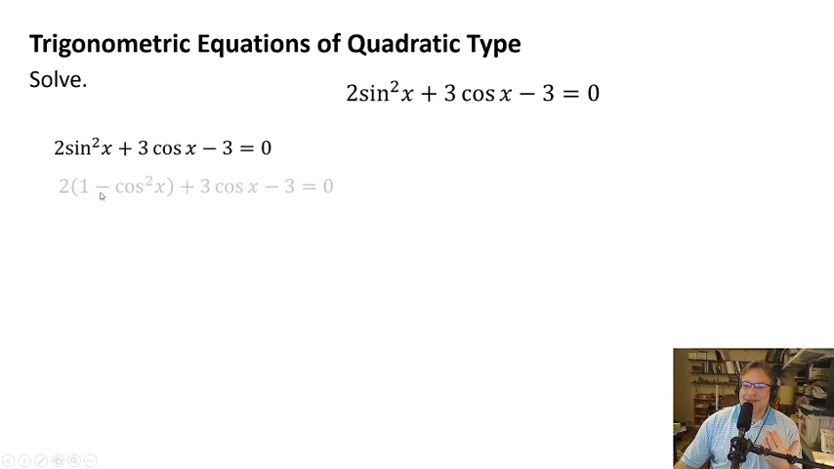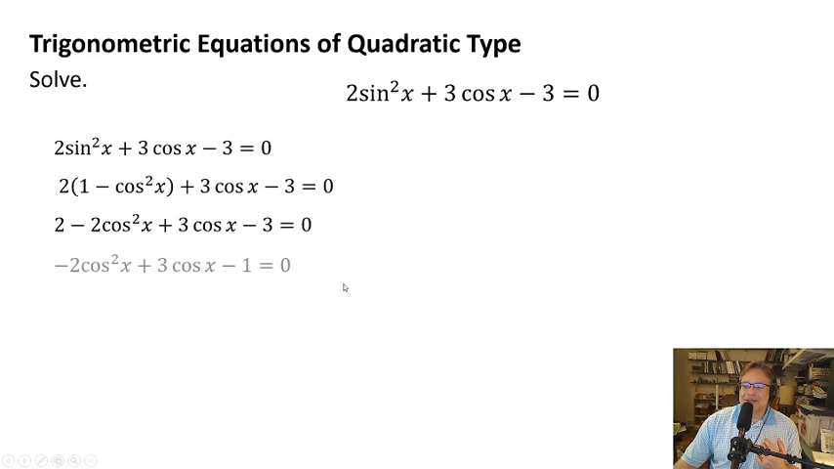Well, when I take a look at sine squared x, I can think in terms of Pythagorean theorem and convert sine squared into 1 minus cosine squared. So 2 times 1 minus cosine squared x, plus 3 cosine x minus 3. Now when I distribute the 2 out here, I'm going to have everything in terms of cosine x. I'm going to have just one trigonometric function to work with. So that's one of our Pythagorean identities that we're working with, sine squared being equal to 1 minus cosine squared. And if we distribute the 2, that's what we get here.